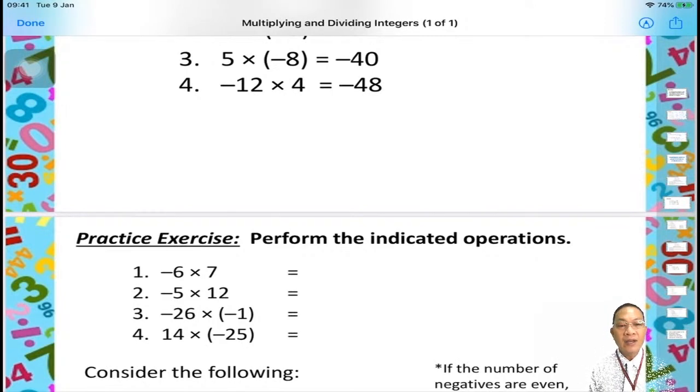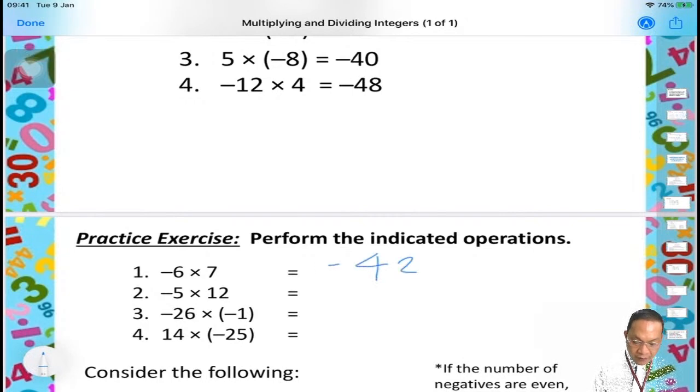Negative 6 times 7 is what? May I see the result in the comment section. Negative 6 times 7. Okay, correct. The answer is negative 42. Okay, negative 42 is the answer for number 1. Number 2, what's the answer? Somebody answered negative 60, very fast. Negative 60, correct.